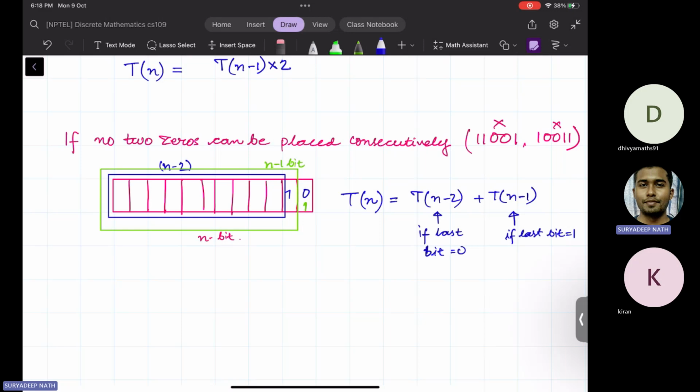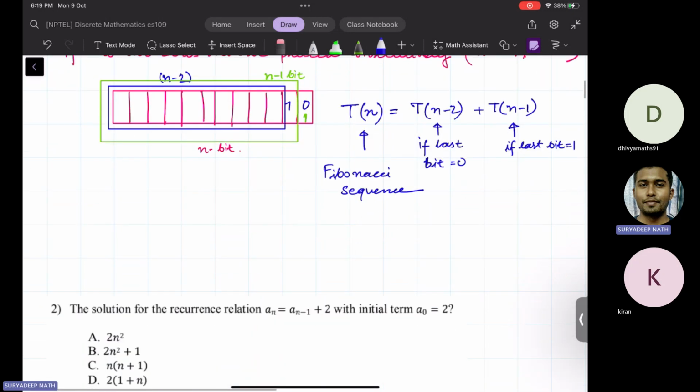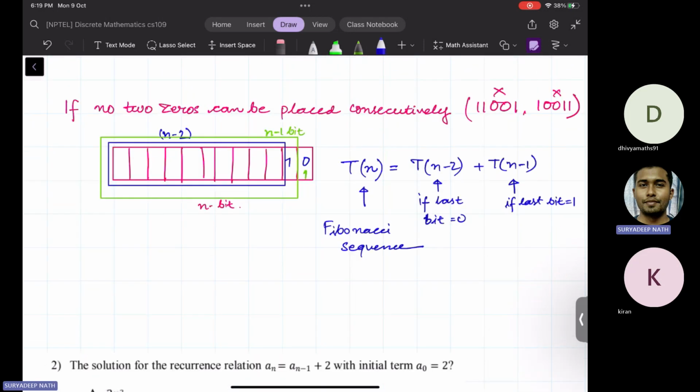So this is basically nothing but a Fibonacci sequence. If such a constraint is given, then it would be a Fibonacci sequence, and if it is not given, it would basically be 2 to the power n. So keep this in mind. This is not part of the question, but I thought for completeness' sake I'll discuss it.